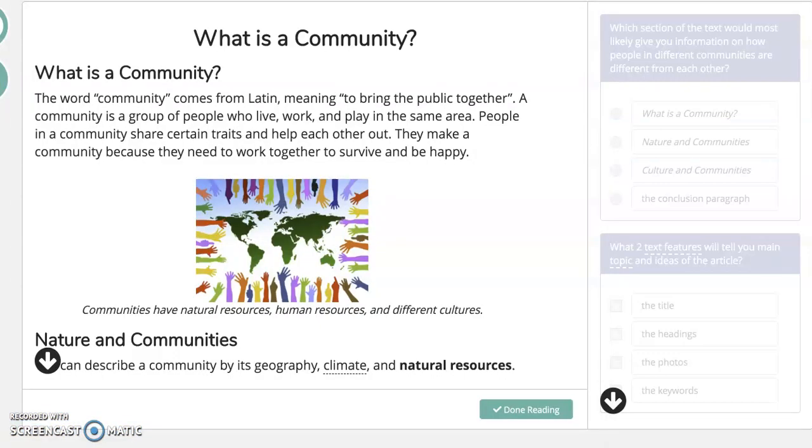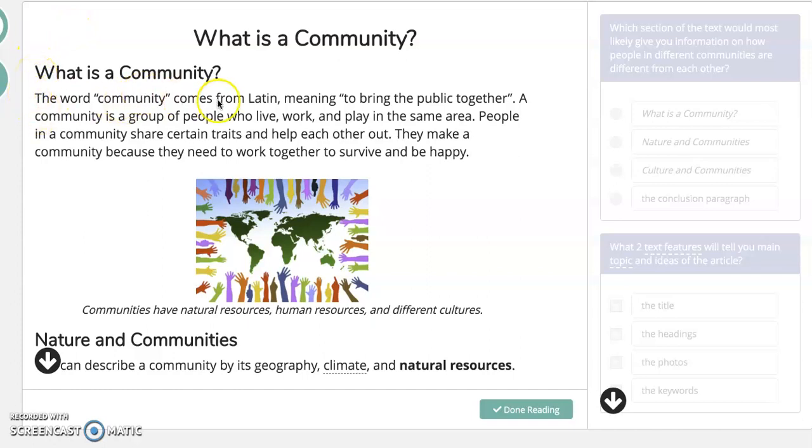We're going to be looking at a little article here called What is a Community? All right, so we live in a community, but what does it really mean? We're going to read through this together and answer some questions about the text. All right, so make sure that you are either reading out loud with me or you are following along with your eyes. So what is a community?